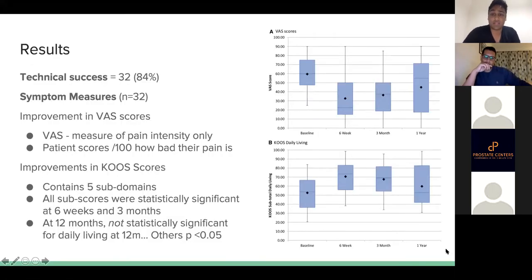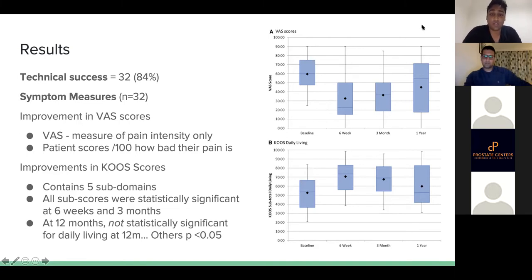In terms of the results, out of the 38 patients who were selected, 32 underwent successful embolization. Within those patients, there was an improvement in the VAS scores, which is a score of pain intensity. Essentially, patients score out of 100 how bad their pain is. The box plot on the top right shows the progression of these scores at 6 weeks, 3 months, and at a year.